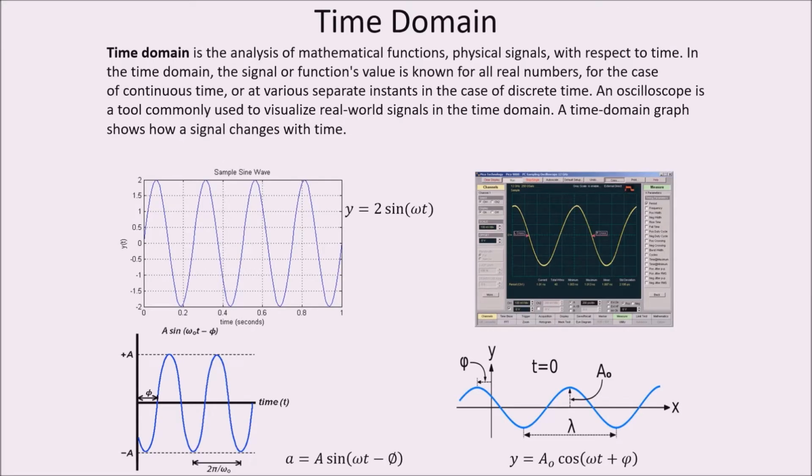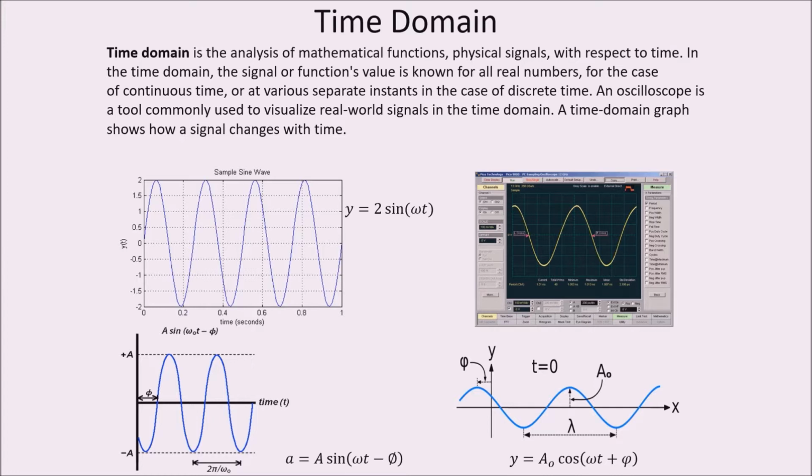Time domain is the analysis of mathematical functions and physical signals with respect to time. In the time domain, the signal or function value is known for all real numbers, for the case of continuous time, or at various separate instances in the case of discrete time. An oscilloscope is a tool commonly used to visualize real-world signals in time domain. A time domain graph shows how a signal changes with time.